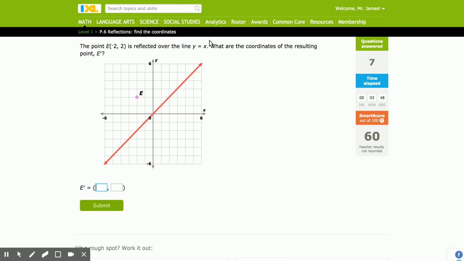In this case, we're interchanging without changing signs. So from -2, 2 to 2, -2. You can see where that mirror image would be right there. It would be an exact reflection across the line.